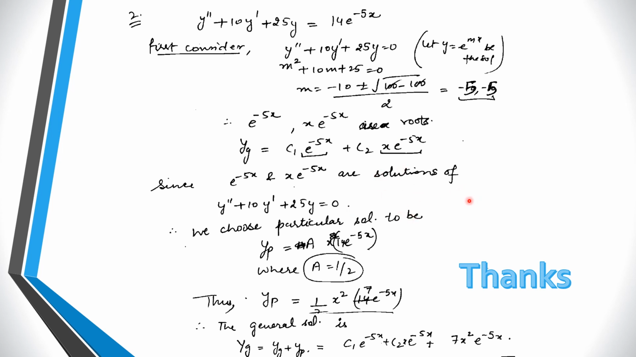So it means again we cannot choose yp to be A times x times e to the power minus 5x. So in this case we have to substitute yp to be A times x square times R(x), which is 14 into e to the power minus 5x, where the capital value of A will be half. So you can substitute over here. So this is your yp. So what is the general solution? This is yg plus yp, it is the general solution of this main equation. Thanks.